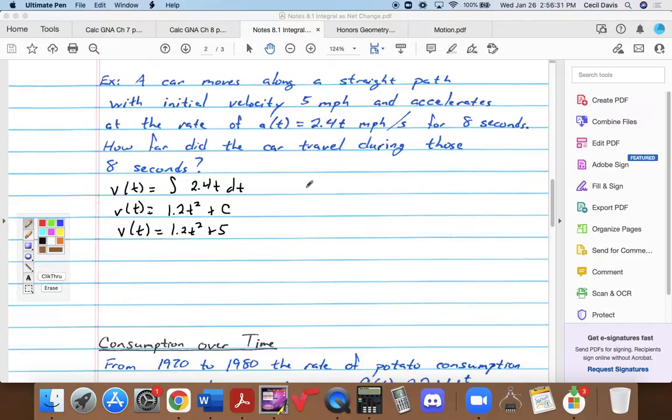So then the distance the car traveled is going to be the integral from 0 to 8 of the absolute value of 1.25 t squared plus 5 dt. Now, do we need the absolute value? No, because that's always positive.